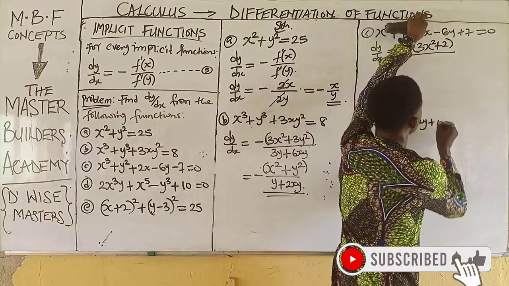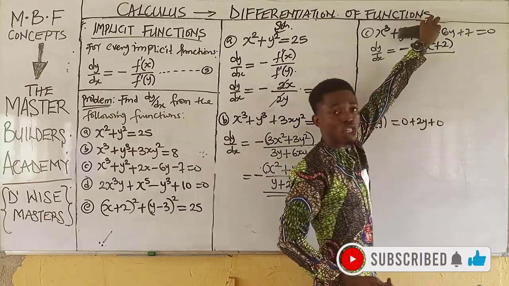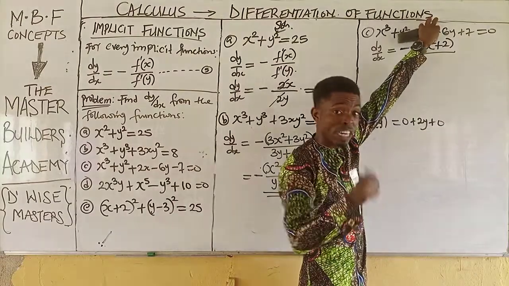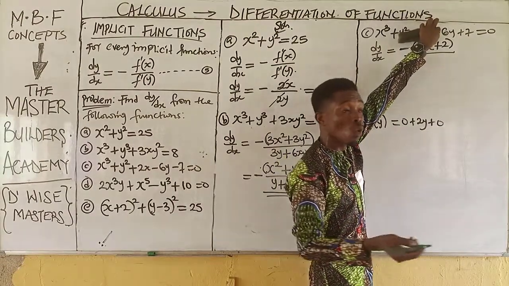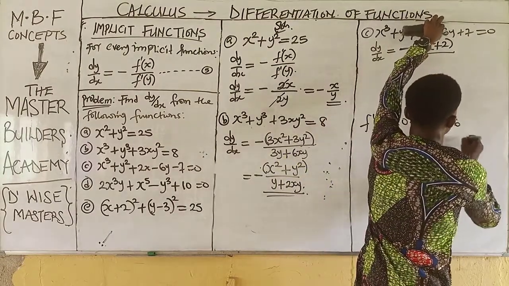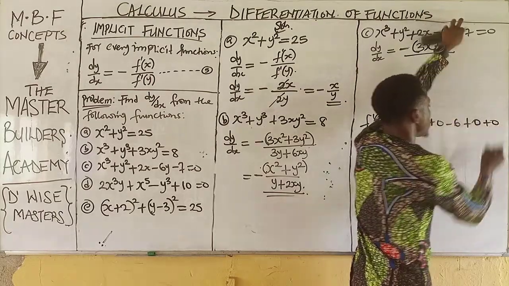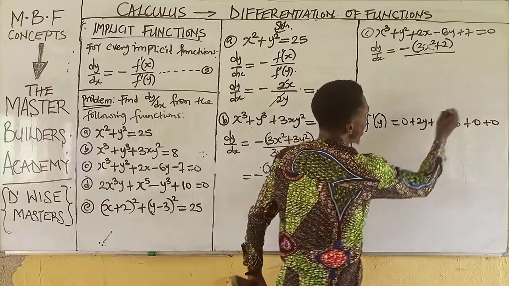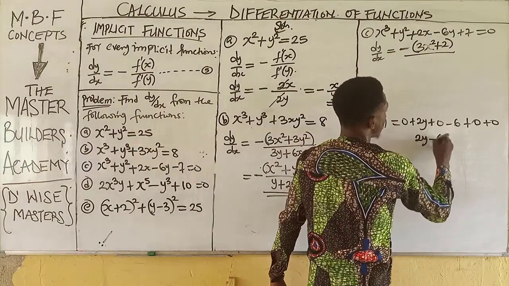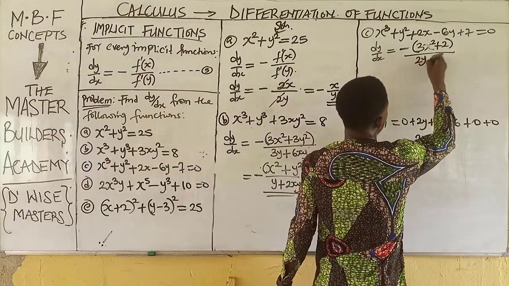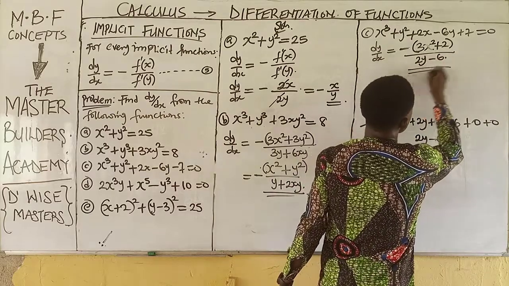Then that's 0. Then if I differentiate minus 6y with respect to y, there is y there. That means only the coefficient will remain. That's minus 6. If I differentiate 7 with respect to y, there is no y there, 0. If I differentiate 0, I have 0. So automatically here, I have 2y minus 6. So put down 2y minus 6. This is the answer to this question.